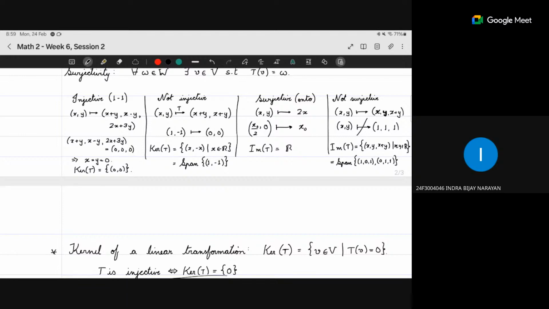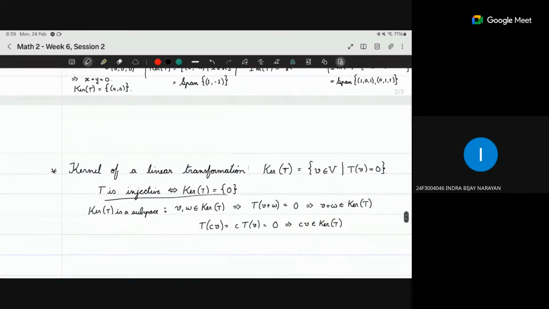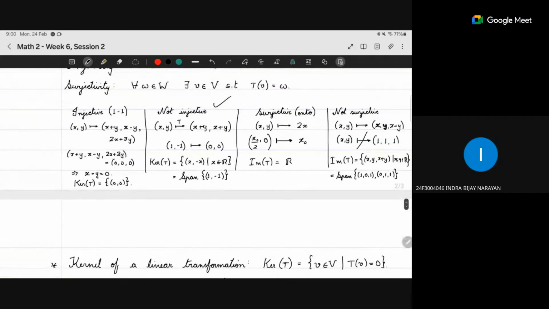If injectivity is the question, then there will be a one-to-one mapping, which means that only one vector in the space maps to the zero vector. The kernel of T is used to give a condition for injectivity. Correct. But in general, kernel of T need not be zero. Given any transformation, take for example this transformation, even the not injective example also has a kernel. In this case, the kernel is exactly x comma minus x, which is the span of 1 comma minus 1. It has infinitely many vectors.